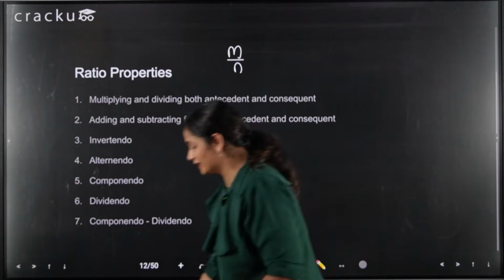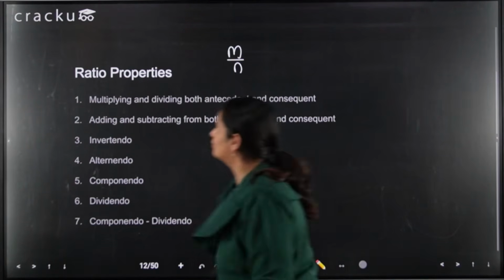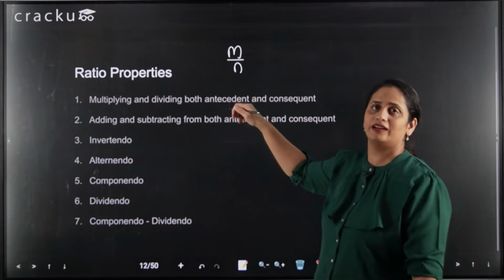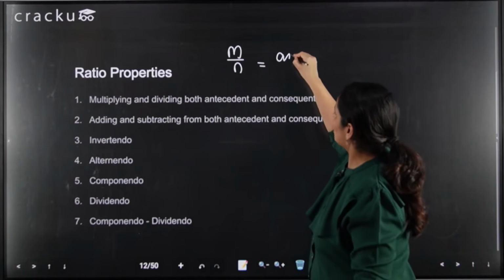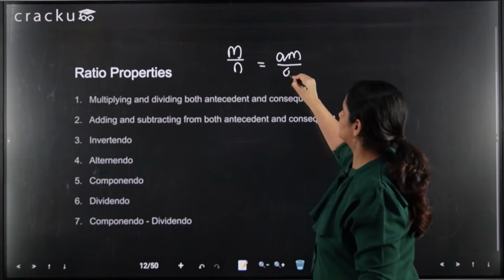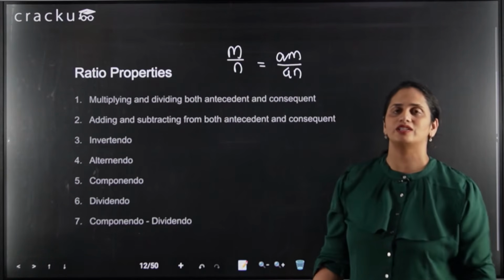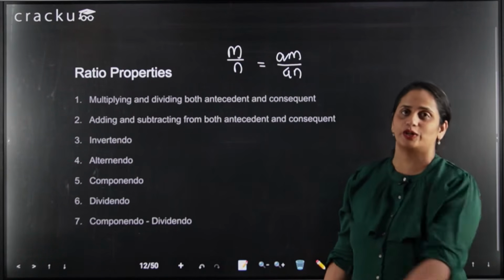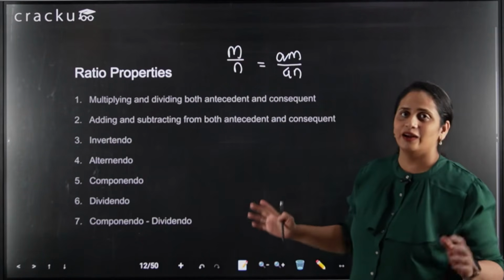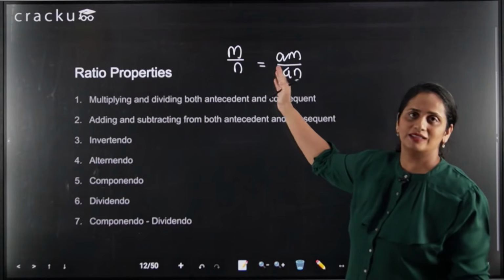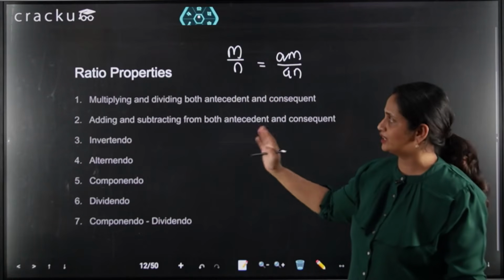No. The same is the case with a ratio also. If I multiply the numerator and denominator, the fraction doesn't change. Same way, if I multiply the consequent and the antecedent with the same number, it does not change the fraction. It does not change the ratio at all. Instead of saying ratio, I'm saying fraction because it is a fraction. That's it. Okay. So if I multiply and divide by the same number, it does not change the ratio.